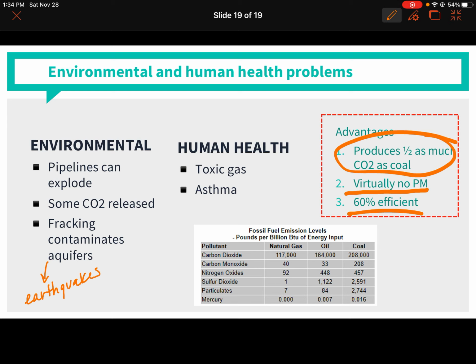If we compare the different pollutants here, we've got carbon dioxide. It's much less than oil and coal. Carbon monoxide, higher, so higher than oil but less than coal. It's got less nitrogen oxides, less sulfur dioxides, very few particulates, and no mercury, which is important. And that is our fossil fuels.